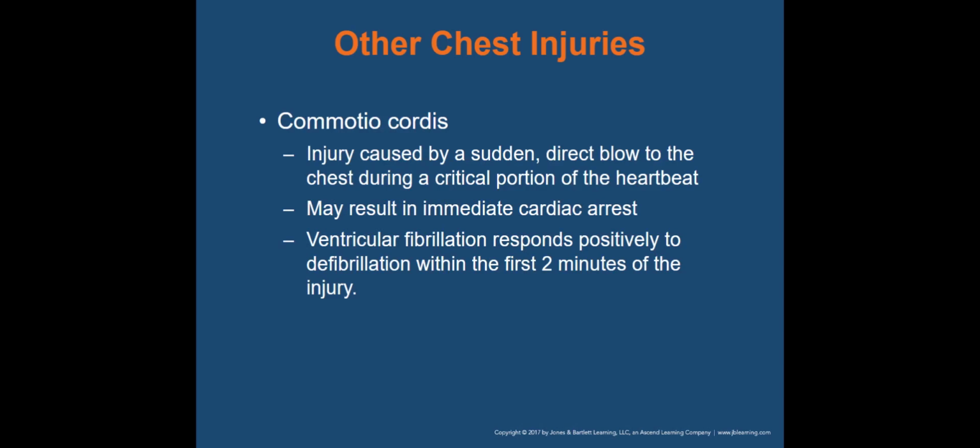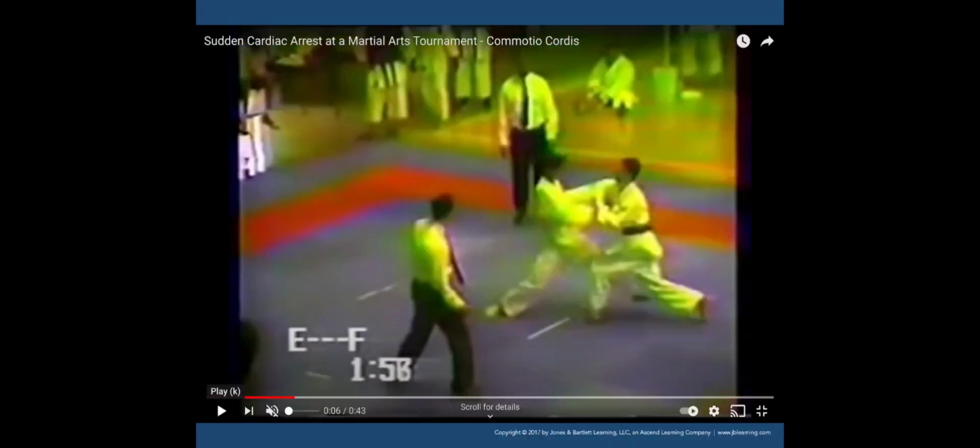Commotio cordis is an injury that is caused by a direct blow to the chest during a critical portion of the heartbeat. So at the junction of the T wave, the ventricles repolarizing, a hit is received to the chest, and that will basically throw it into a bad rhythm, usually VFib or VTach. It can result in immediate cardiac arrest, and VFib responds positively to defibrillation, within the first 2 minutes of injury, and should not delay onset of CPR. So in class, we'll have this great video to demonstrate to you that potential for commotio cordis.